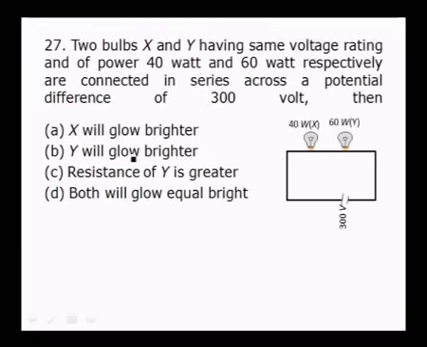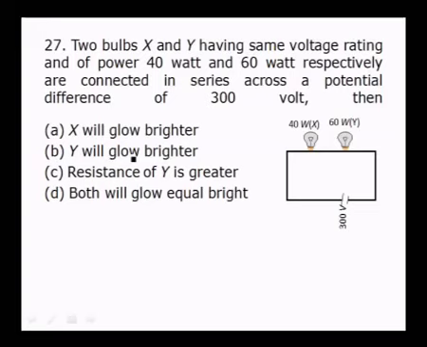Question number 27. Two bulbs X and Y having the same voltage rating and the power 40 watt and 60 watt respectively are connected in series across a potential difference of 300 volt. Then A, X will glow brighter, B, Y will glow brighter, C, resistance of Y is greater, and D, both will glow equal bright.